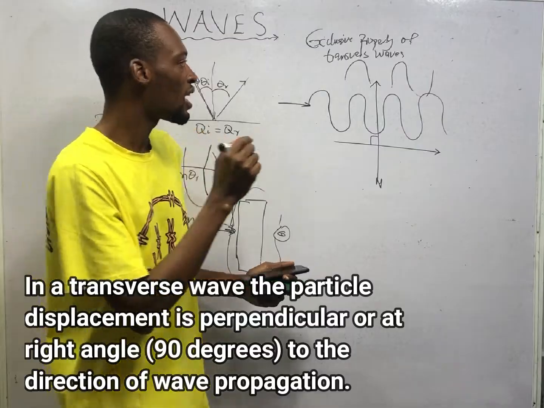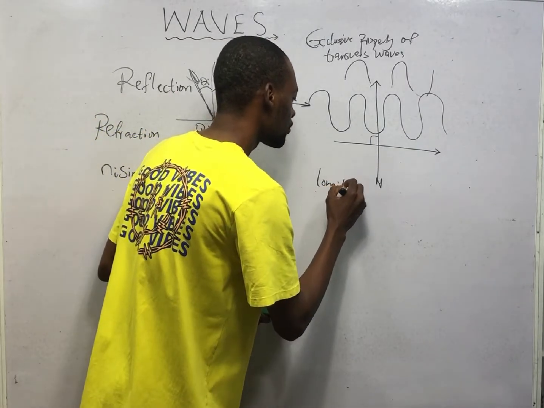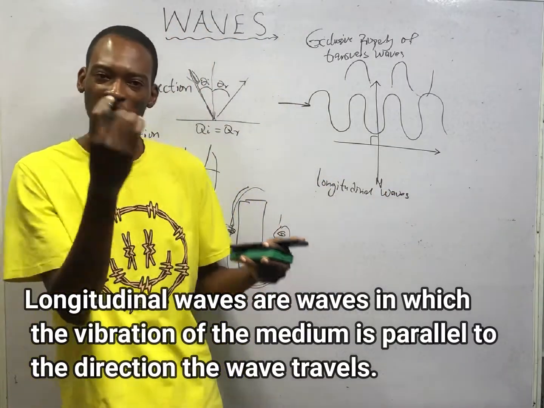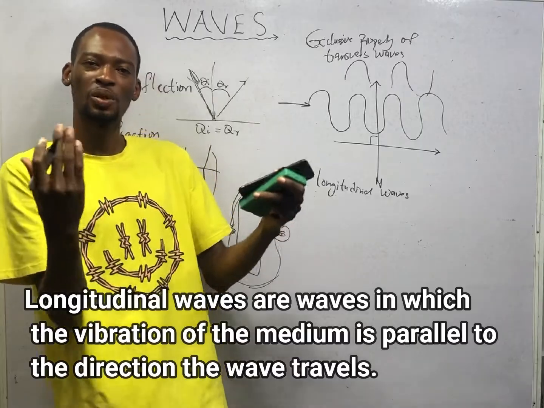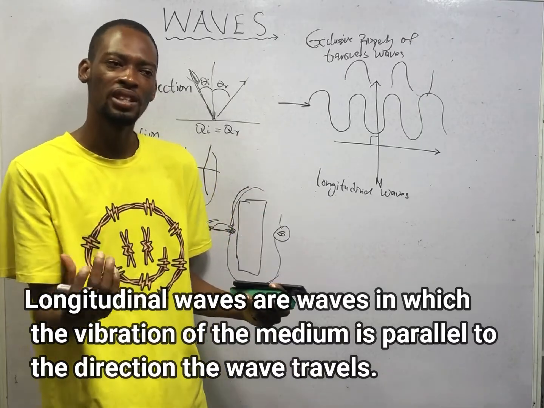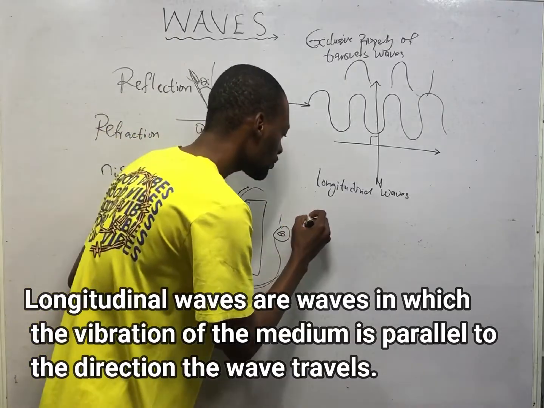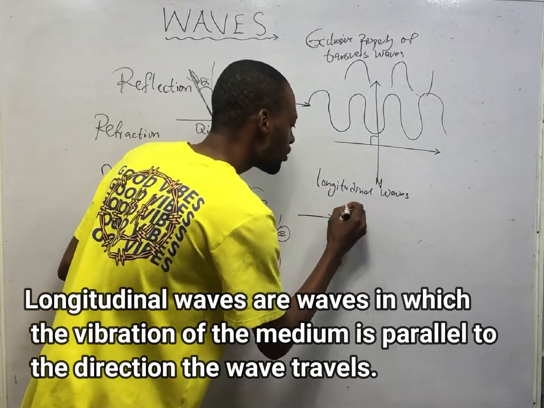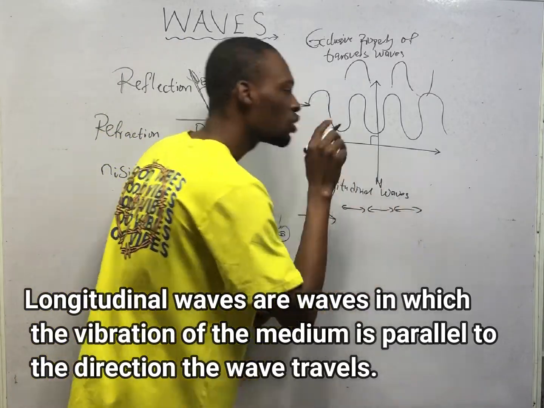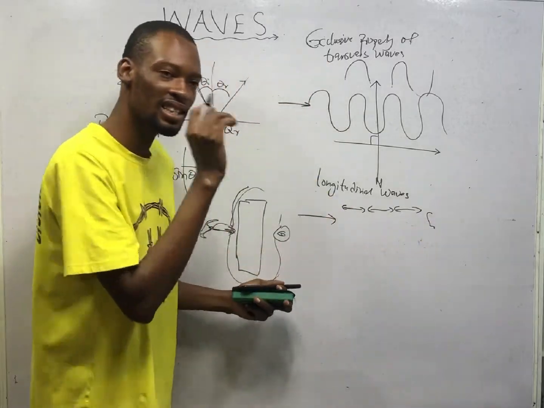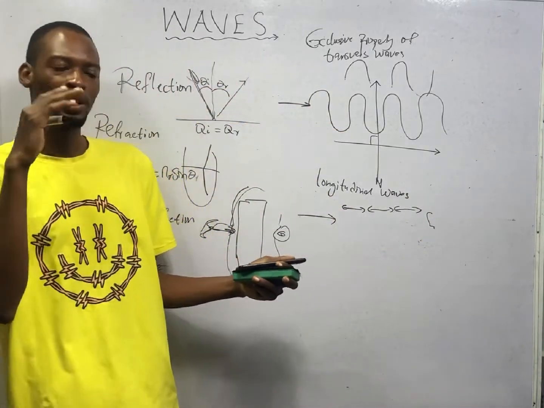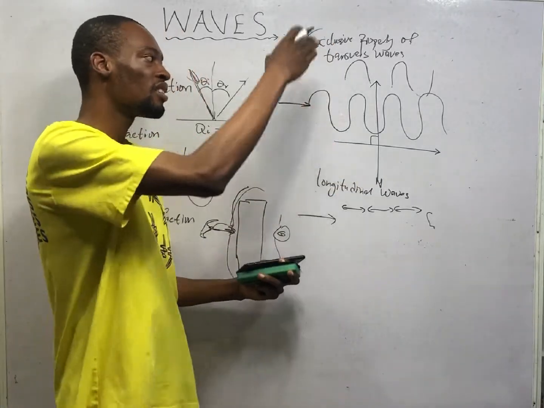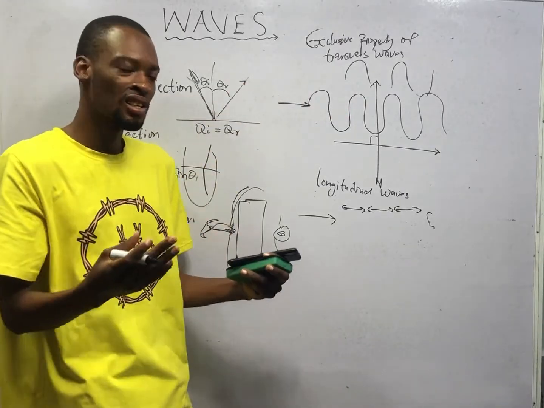On the other hand, we have longitudinal waves. In longitudinal waves, the particles are going to and fro in the direction of the wave. Example, sound waves. If I say hello, the sound is going this way. The air particles are moving to and fro until it gets to your ear or to the listener's ear. So the air particles are moving to and fro in the direction of the wave, while in a transverse wave, they move perpendicular or at 90 degrees.